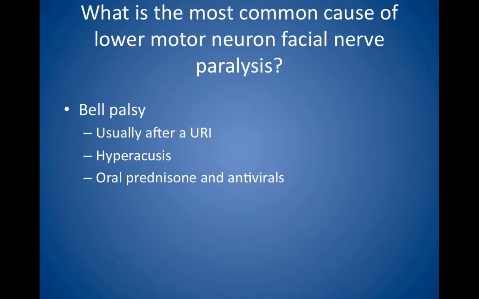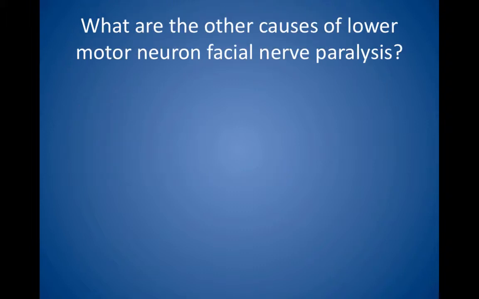Patients may have hyperacusis, in which everything sounds loud because the stapedius muscle in the ear is paralyzed. In severe cases, patients may be unable to close the affected eye. If so, use drops to keep the eye moist. Most cases resolve spontaneously in about 1 month, although some have permanent sequelae. Oral prednisone and antiviral treatment for the herpes, such as valacyclovir or acyclovir, may improve outcomes and lessen the duration of symptoms. What are the other causes of lower motor neuron facial nerve paralysis?